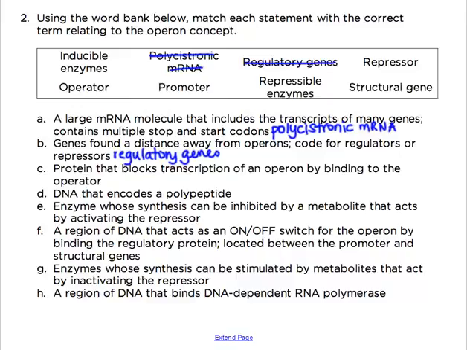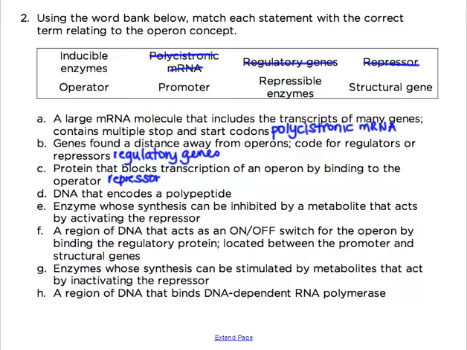C. Protein that blocks transcription of an operon by binding to the operator. This is what's known as a repressor molecule. So these are proteins that, as it says, binds to the operator and kind of just is a roadblock so that RNA polymerase can't get past it and therefore can't transcribe the genes.